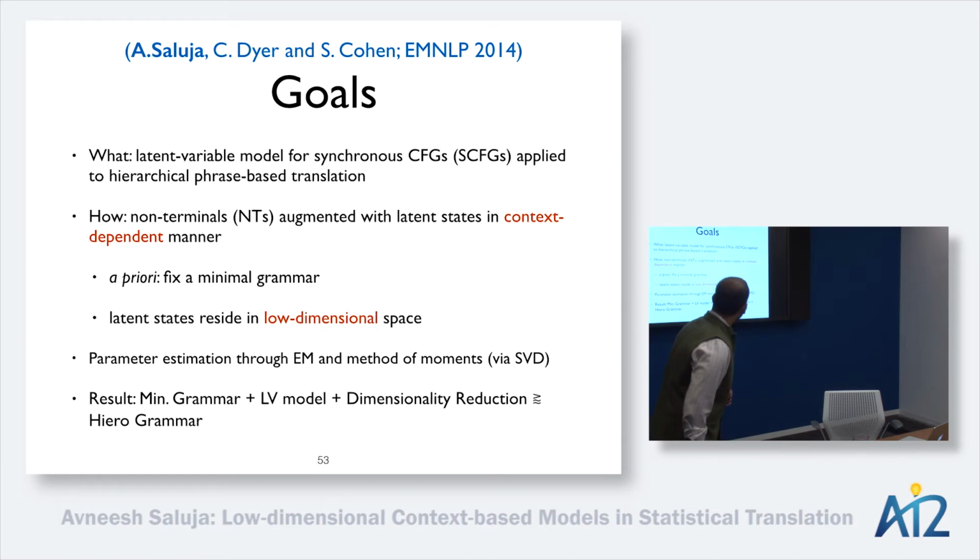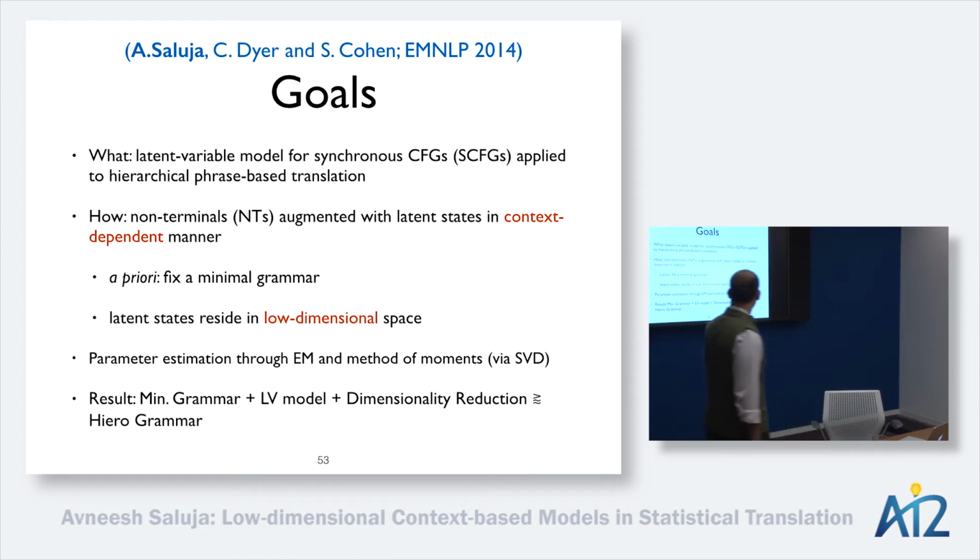So what exactly we're going to do here: we have the synchronous CFGs. These are generalizations of monolingual CFGs. We're going to attach a latent variable model to them, and the non-terminals are going to be augmented with latent states, but we're going to do that in a context-dependent manner. Previous work may have taken, for example, a source-side parse of the sentence and tried to intersect that, to provide more information to non-terminals using source-side parse trees. We're going to do that completely within the grammar in a context-dependent way. We're going to fix the minimal grammar, and then we're going to learn what these latent states are.